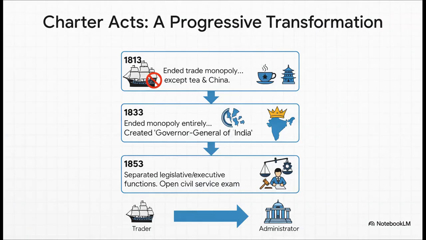Next up, we've got the Charter Acts, and you can see a really clear progression here. The 1813 Act started chipping away at the company's trade monopoly, only leaving them with tea and the China trade. Then, 20 years later, the 1833 Act ended the monopoly completely and created the Governor General of India. And finally, the 1853 Act introduced the idea of a separate legislature and, this is crucial, an open civil service exam. You can see the story unfolding, from a simple trading company to a full-blown governing body.